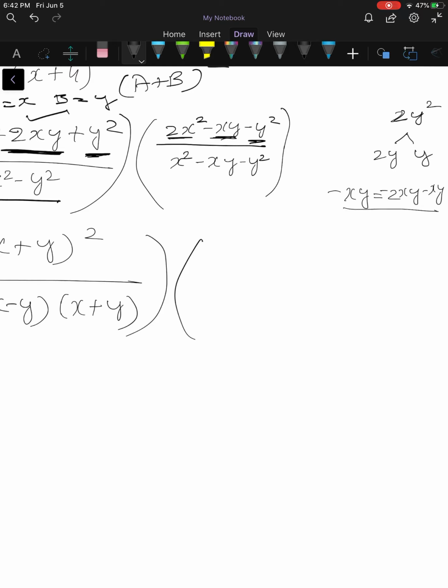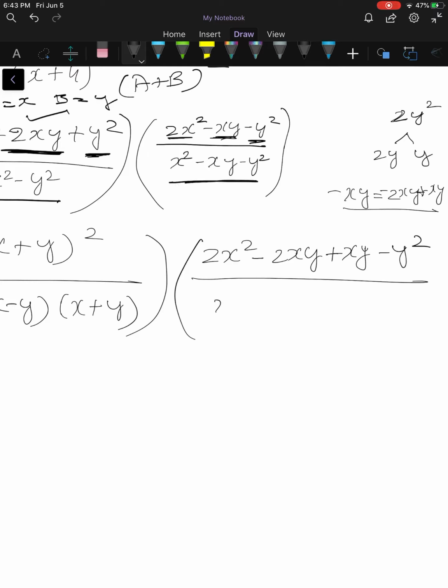So if you split the middle term in this manner, we get the numerator to be 2x square minus 2xy plus xy minus y square divided by, the same thing applies to the denominator also, x square.